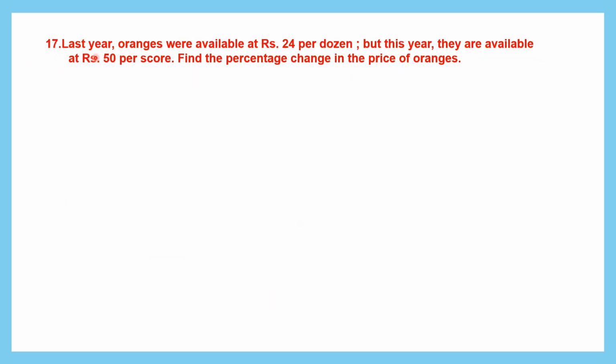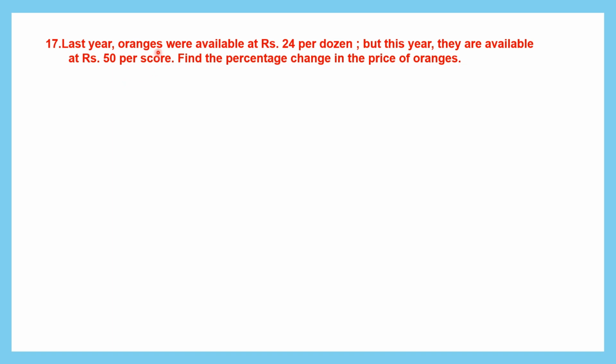Question 17. Last year, oranges were available at rupees 24 per dozen, but this year they are available at rupees 50 per score. Find the percentage change in the prices of the oranges. That means here first we have to find the price of one orange that was there for last year. Now this year also we have to find the price of one orange.